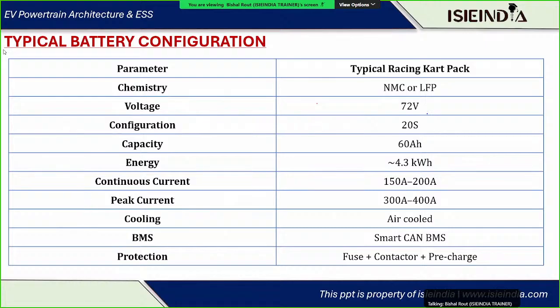The BMS is a smart CAN bus BMS, and protections must include a fuse, contactor, and pre-charge protection, right? You must have a charger, and inside that you also need a fuse and contactor assembly. A battery disconnect unit is a must for safety purposes. This is actually tested by the judging round. Basically, they are going to test whether these things are actually there, or have just been placed by you. They will test all those parameters as far as the battery is concerned, right?